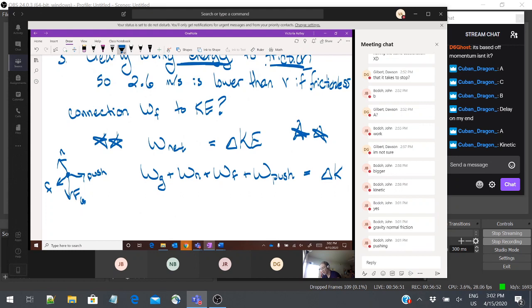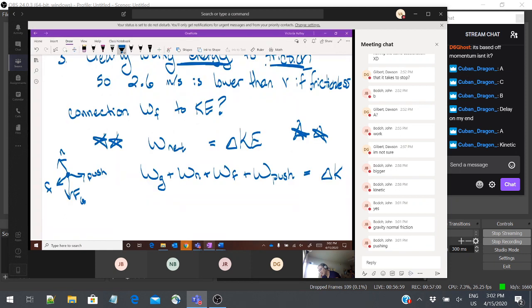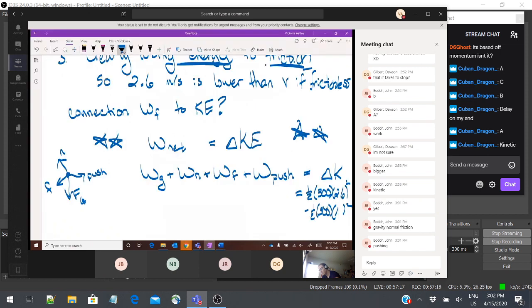I know my change in kinetic energy because I know my mass and I know my velocity before and after. So on this side, it's going to be 1/2, 300 kilograms, 2.6 squared minus 1/2, 300 kilograms, 1.3 squared. Okay, so I've got this side of my equation.